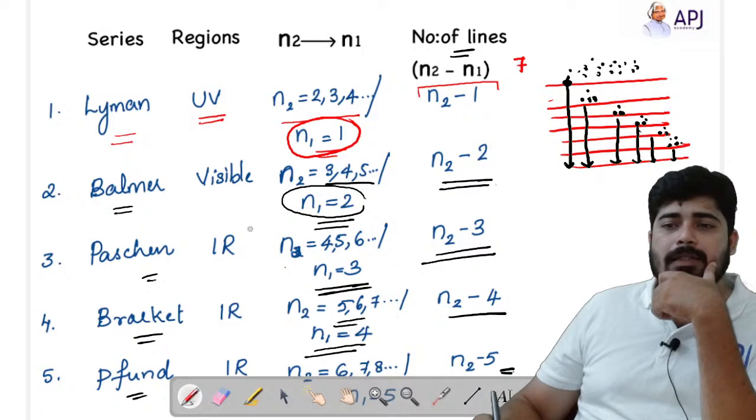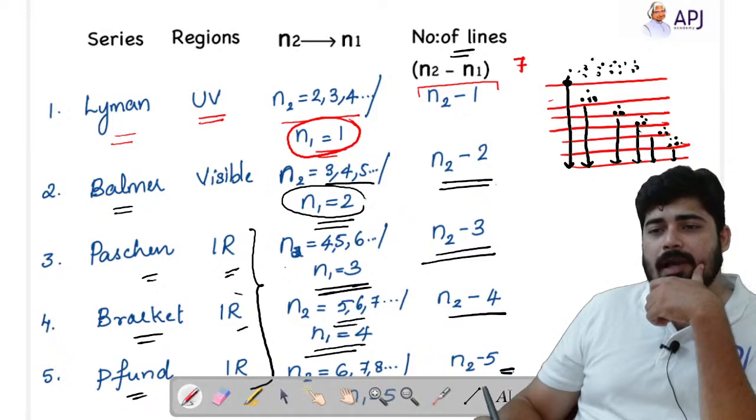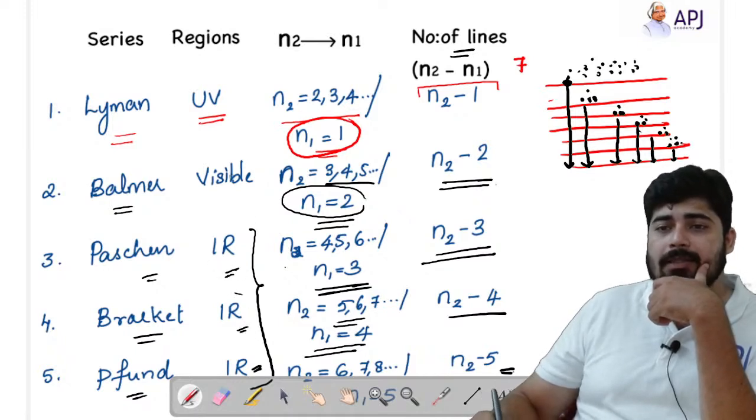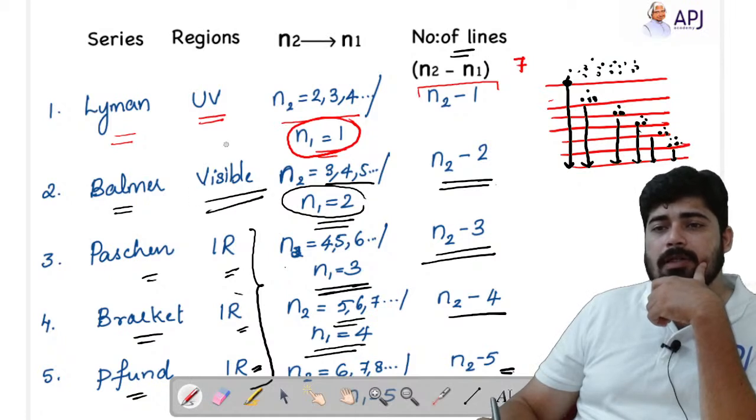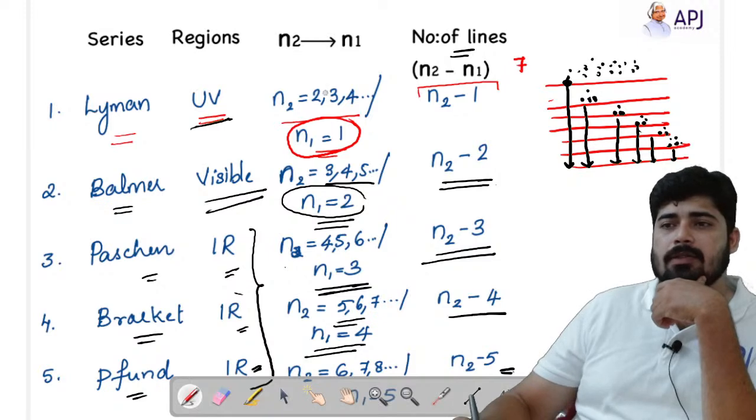Now see this. Here in the Paschen, Brackett and Pfund series, we have IR regions, or IR lines. For the Balmer, we have visible, and for the Lyman, we have ultraviolet. Hope that is clear, students.